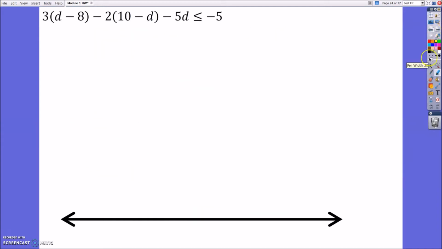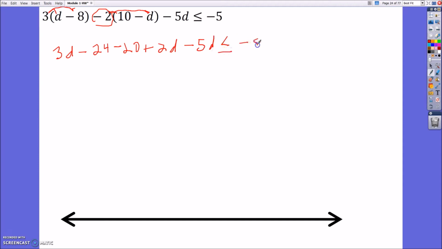All right, let's go and look at another one. Same idea, we're just trying to get d by itself. There's just a lot of stuff that we need to do first. The first thing we want to do is distribute this 3 to the d and to the negative 8. I'm also going to distribute this negative 2 to the 10 and the negative d. So let's go ahead and do that. I'm going to have 3d minus 24. A negative 2 times 10 is negative 20. A negative 2 times a negative d is a positive 2d. Minus 5d is less than or equal to negative 5.